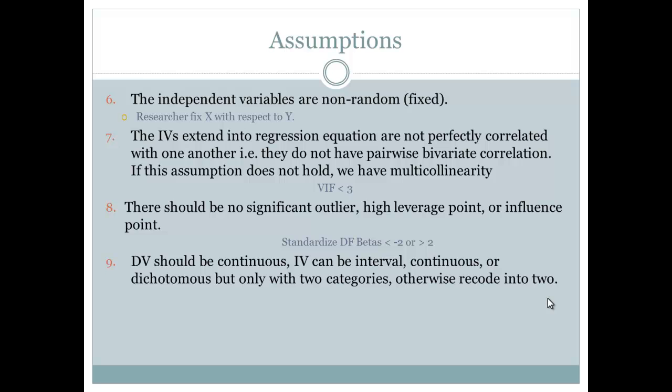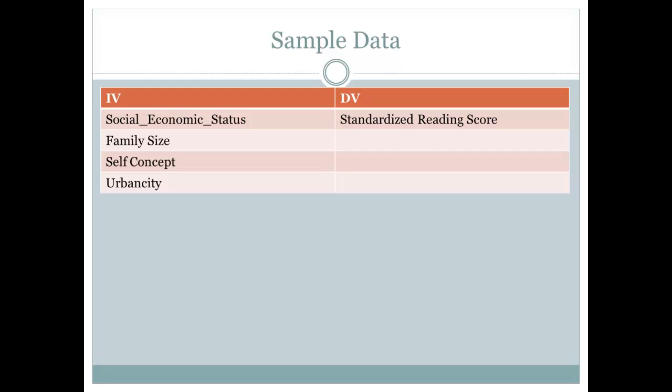Ninth, DV should be continuous. IV can be interval, continuous or dichotomous, but only with two categories, which means that if we have an IV which has more than two categories, that is 3, 4, 5, then we have to recode it into a variable with two categories. We are going to test this model in which standardized reading score is our dependent variable, and socioeconomic status, family size, self-concept and urbanicity are our independent variables.